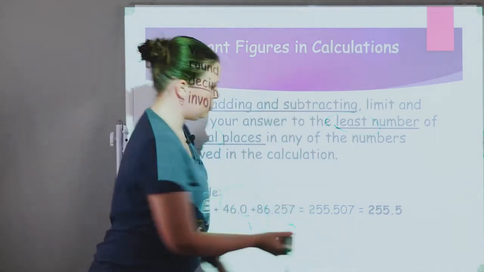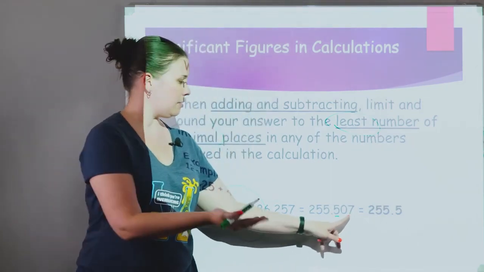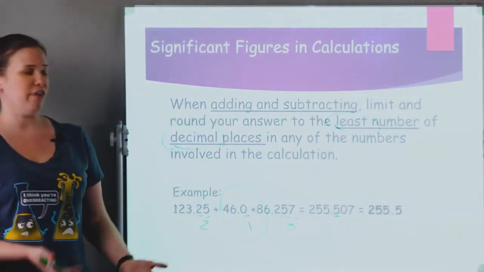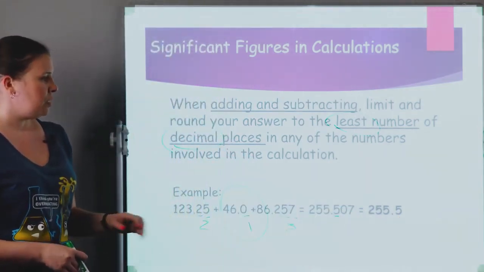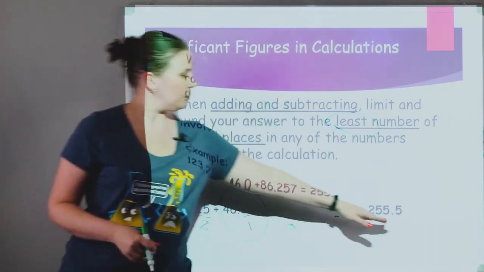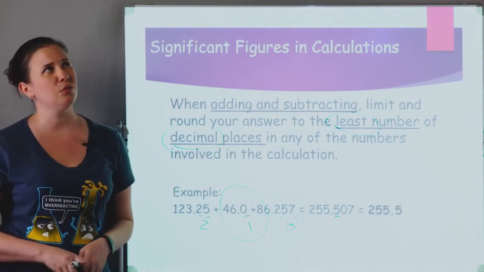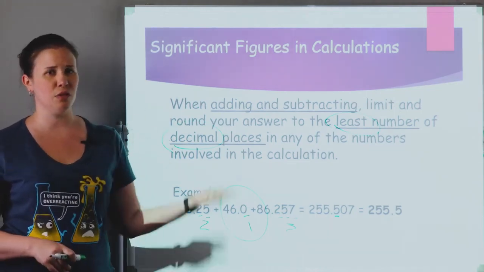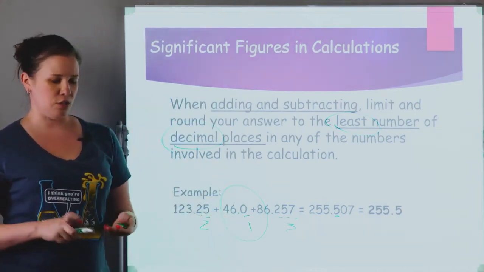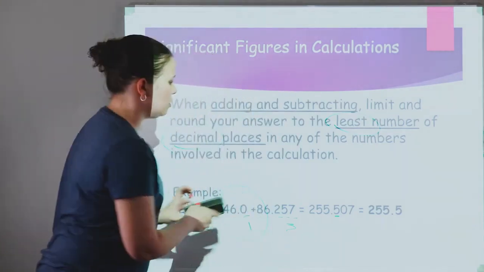So I get my long answer here, but I want to round to where this 5 is. And the 0 does not make the 5 round up, so it's just 255.5. And we stop there. Notice that we're not limited to sig figs. This would only be 3 sig figs, and this one ends up with 4 sig figs. The number of significant figures doesn't drive the number of significant figures for the answer when you're doing addition and subtraction. You've got to look at the decimal places only.